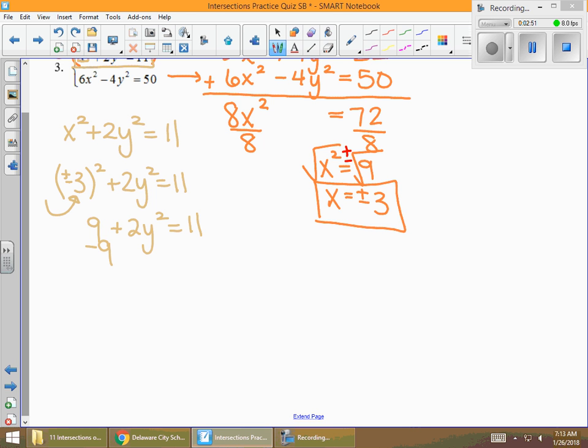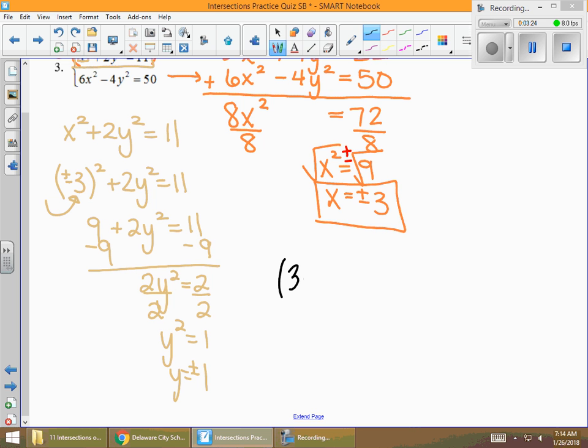Subtract your 9. Divide by 2, so that you have y squared equals 1, which means y is positive and negative 1. So our ordered pairs, when I put in positive 3, I'm going to get out positive 1 and negative 1. When I put in negative 3, I'm going to get both of those out as well. So these two circles have 4 solutions.